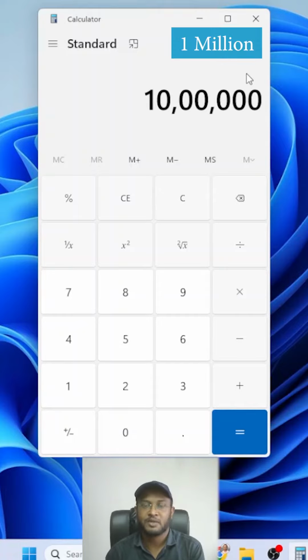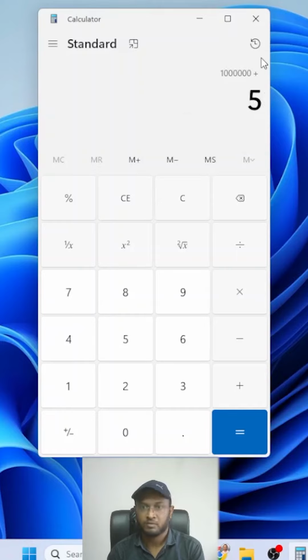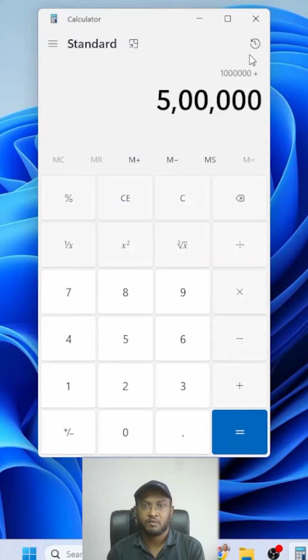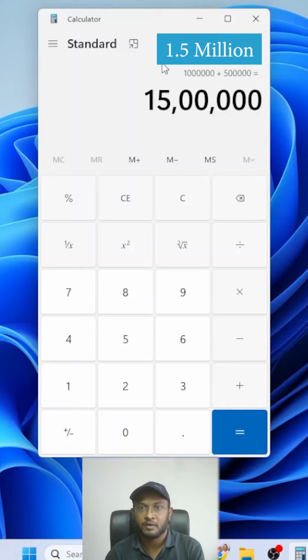just like when we write 10 lakhs, that means here should be text 1 million, plus 5 lakhs means here should be 5 million, equal to, and also here 15 lakhs, that means 1.5 million.